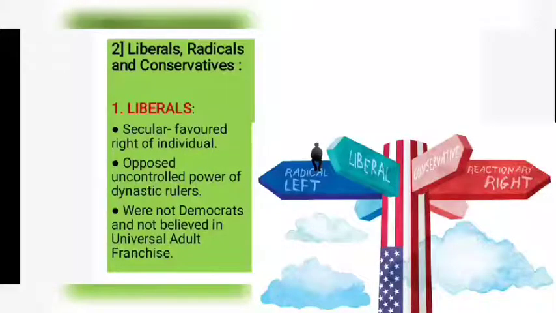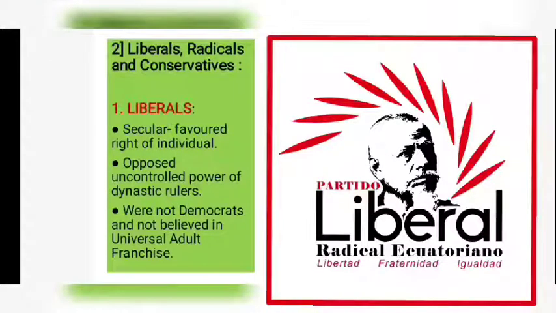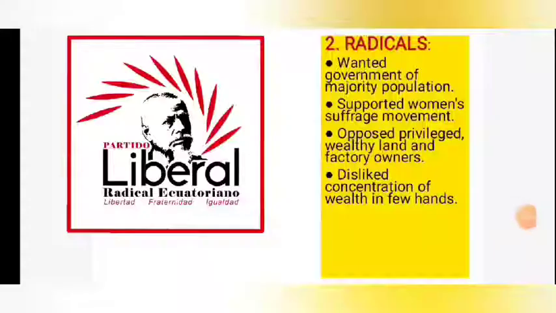First, let's see the opinion of liberals, radicals and conservatives about the social change in Europe. First, liberals. They were secular and favored the rights of individuals. They opposed the uncontrolled power of dynastic rulers. They were not democrats and did not believe in universal adult franchise. Liberals were open to new ideas.